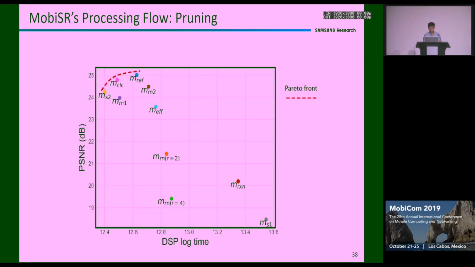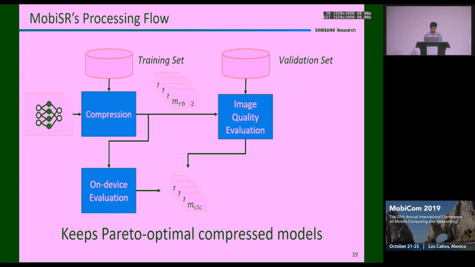We then take the Pareto optimal compressed models, which looks like this. On the y-axis, you have the PSNR, and on the x-axis, you have the time it takes to run on the DSP. We do this for each compute engine, and each point represents a different compressed model, and we just take the Pareto front.